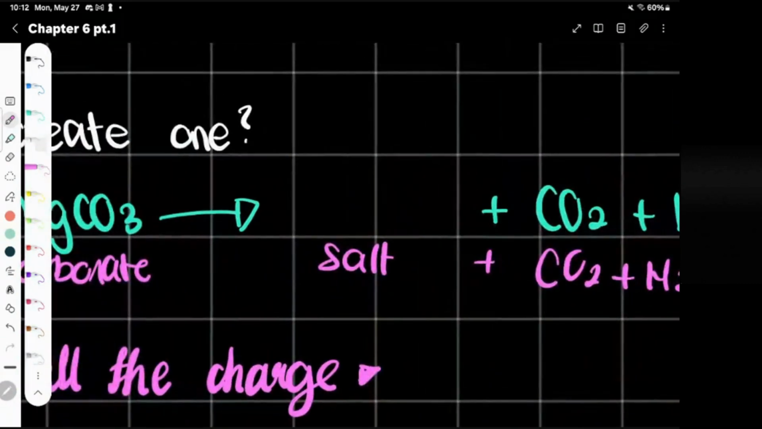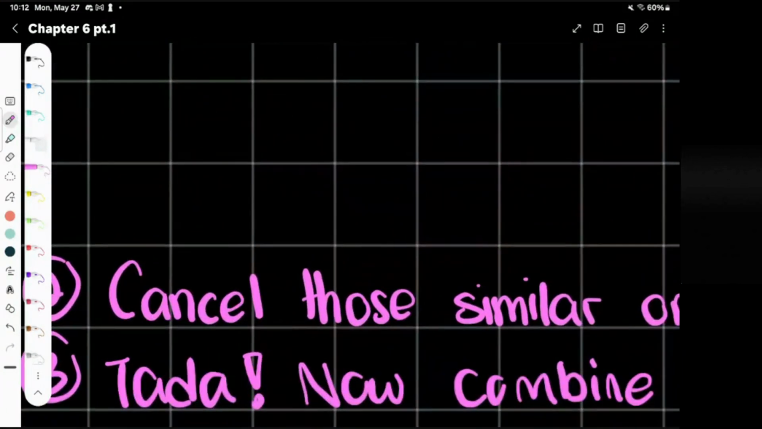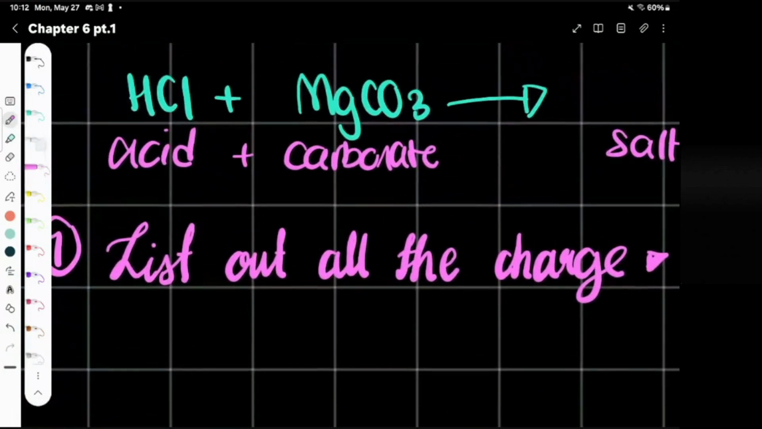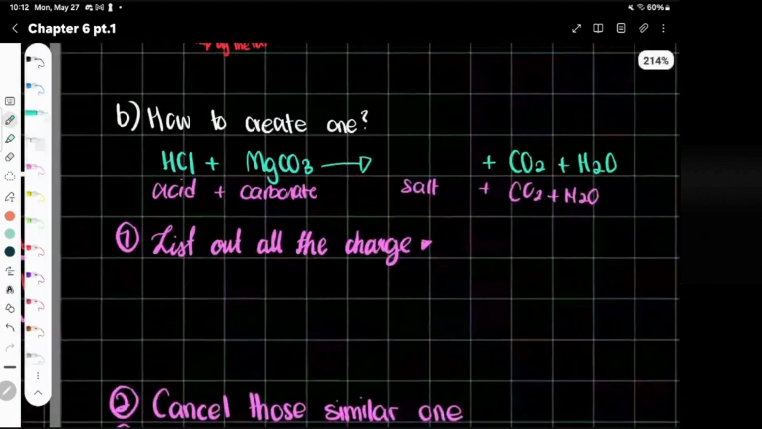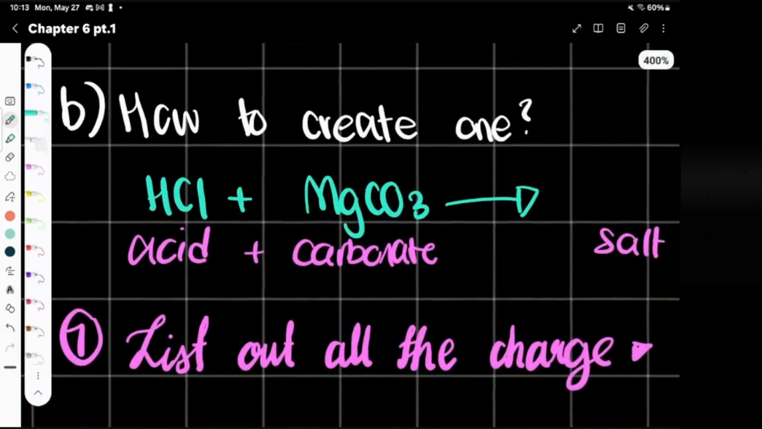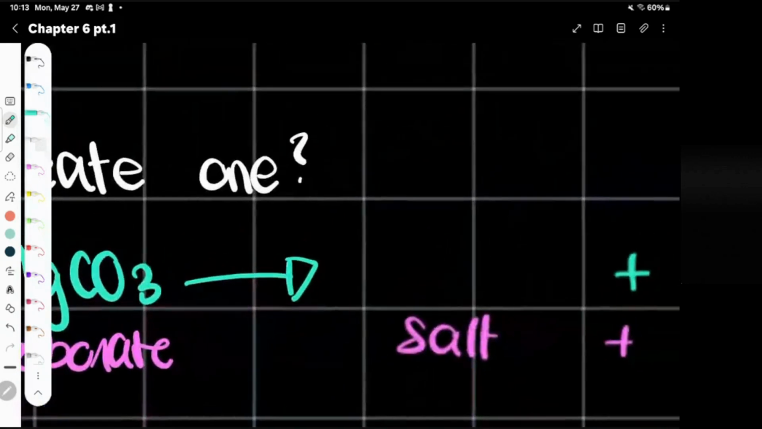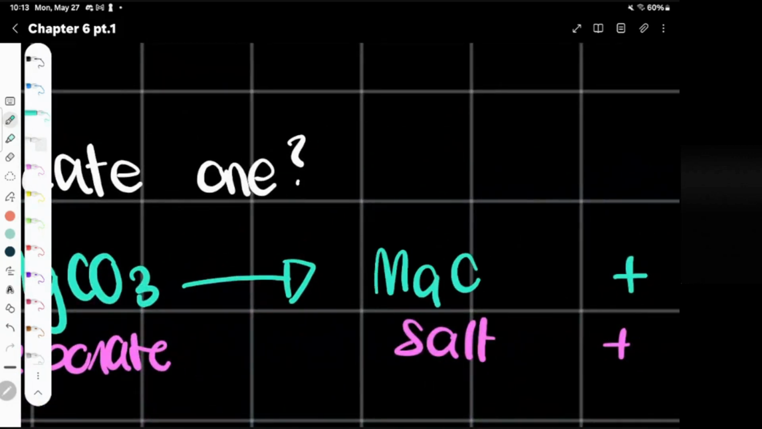So now, how do you create the salt? The salt is actually very simple, right? First of all, you can do the manual one. I'm just going to show the manual one. First of all, list out all the charge. So list out all the charge. So there is actually the easiest way to do this, which is to take out H and this one here. So you should actually get MgCl2.